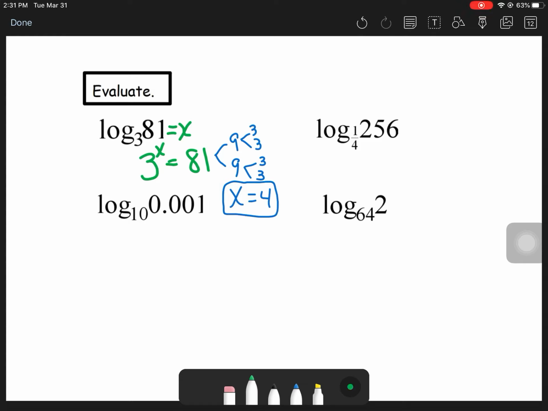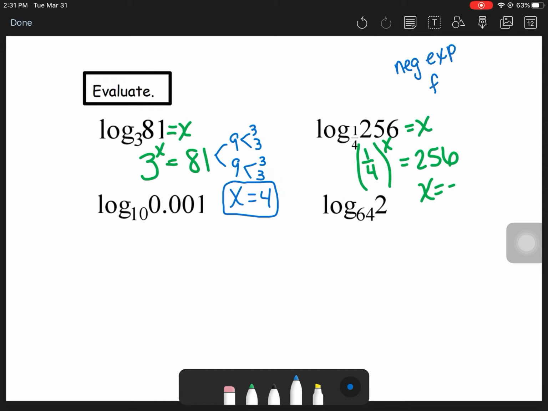In the next example, we want to set it equal to x, and then we want to rewrite it as 1/4 to what power is equal to 256. First of all, we notice that we would want to flip the 1/4 over so that it would be a whole number, and in order to do that, our exponent needs to be negative. So we should remember that from a previous lesson, that a negative exponent flips it over.